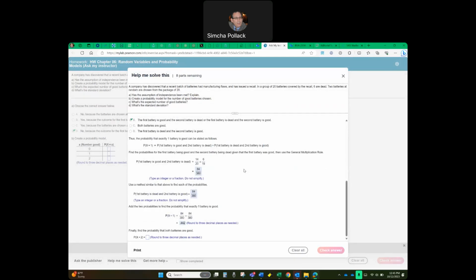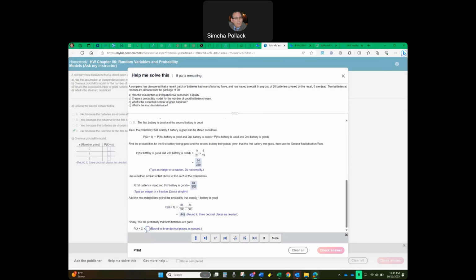And finally, what's the chance of 2 batteries being good? It means the first battery is good and the second battery is good. Well, there are a couple of ways of doing it. We can do it the same way we just did it, analyze it as the first battery good and the second battery good, which will give us 14 out of 20 times 13 out of 19, because there are 13 good batteries left.